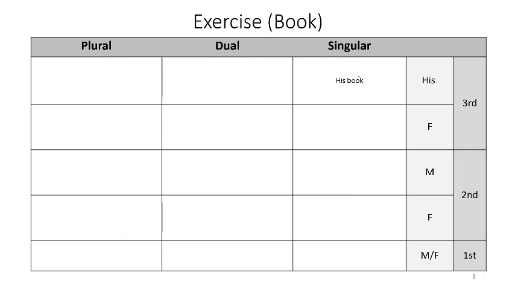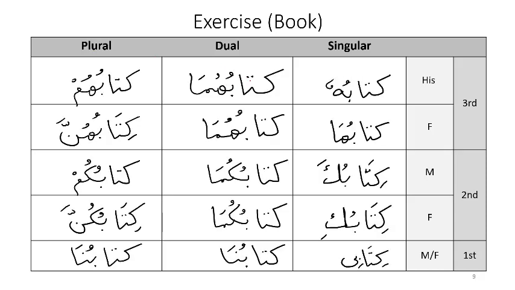Now what I want you to do is complete this table on your own. So you need to write his book in Arabic, then her book, then your book female, then your book male, your book female, and my book. So complete this table before you look at the solution. So here is hopefully what you got. So now let's look at some translations.